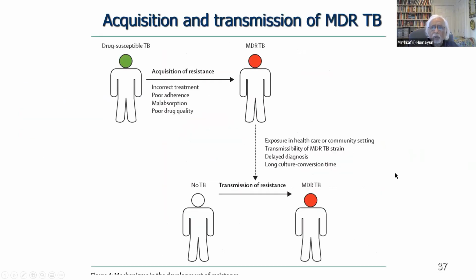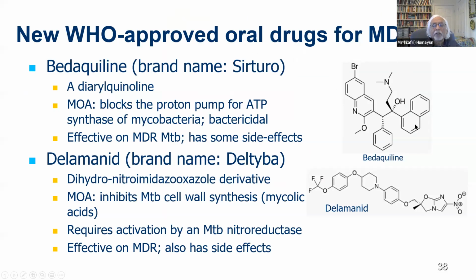Okay. So this is also about acquisition and transmission of MDR TB. There's nothing new in this slide. I'm going to skip it and go to the next slide. These are the two new drugs approved by World Health Organization for treating MDR TB. The two new drugs are bedaquiline and delamanid.